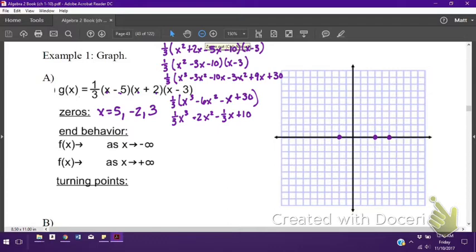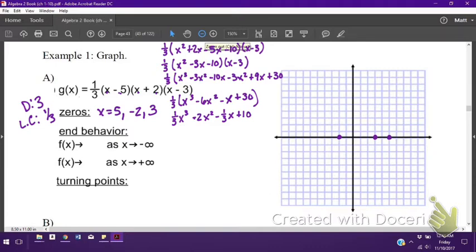Okay, so looking at this, I need to know my degree, and I also need to know my leading coefficient. Well, my degree is 3, and my leading coefficient is 1/3. Positive 1/3, right? So positive 1/3 and a degree of 3. Well, that's going to tell me that's an odd graph, right? That's positive.